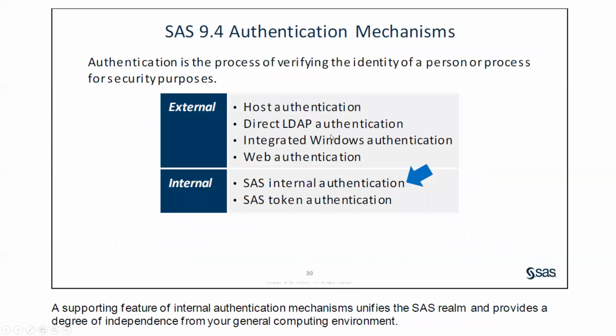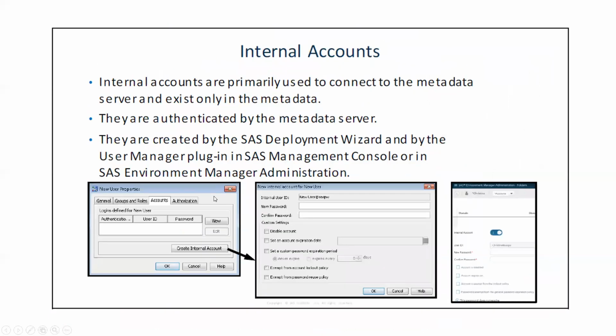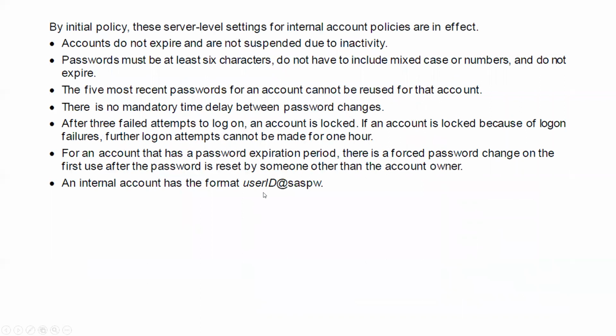Then coming to the authentication mechanisms. As I told you, we have internal and external users. How to differentiate the internal users and external users? Only one thing. An internal user contains SAS PW at the end. An internal account has the format user ID at the rate of SAS PW. So SAS PW is a suffix for every internal user, so that you can understand that it is an internal user. External users do not contain any SAS PW suffix.